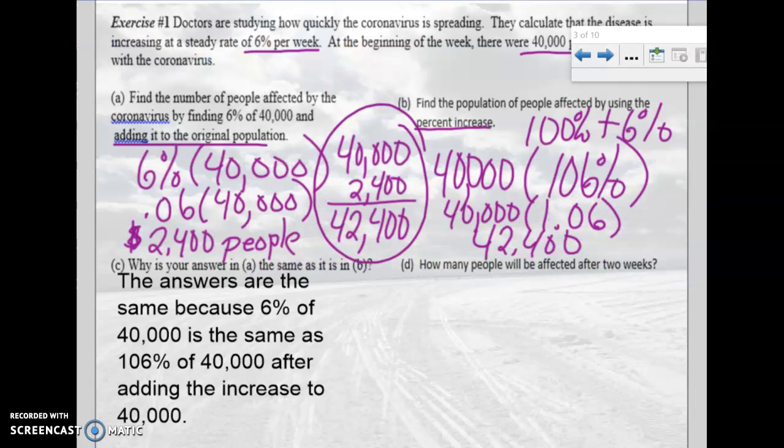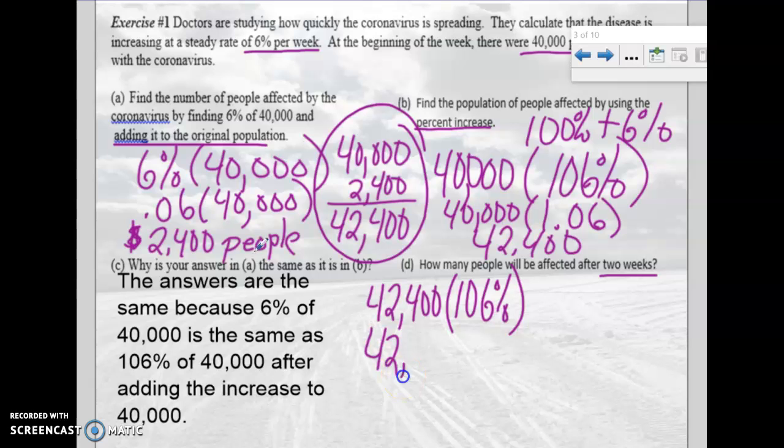All right, so what would happen if we wanted to find how many people would be affected after 2 weeks? Well, to do this, we'd have to take our 1 week total of 42,400 and multiply that by another 106%. Because again, we want to keep the 42,400 and then add 6%. So that's why we're using a number over 100%. If we just use 6%, this number is going to decrease.